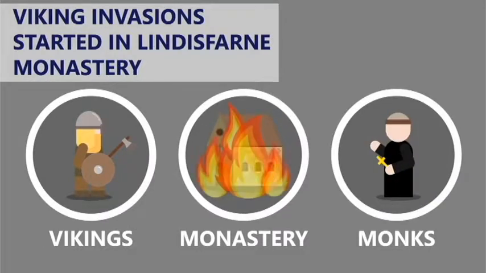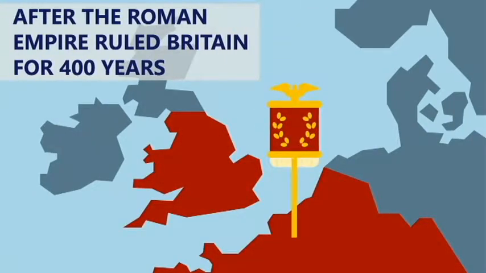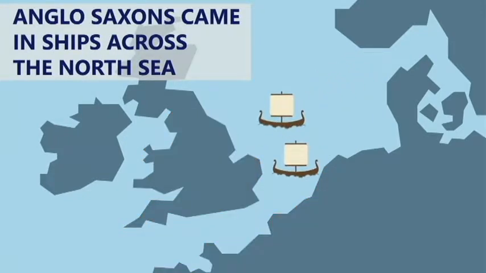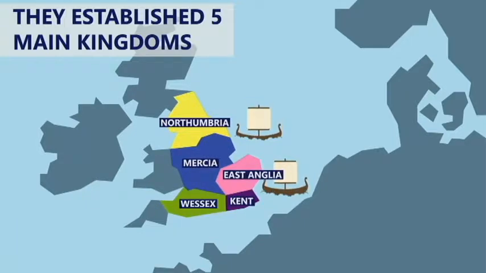Viking invasions started in Lindisfarne Monastery. After the Roman Empire ruled Britain for 400 years, Anglo-Saxons came in ships across the North Sea. They established 5 main kingdoms.